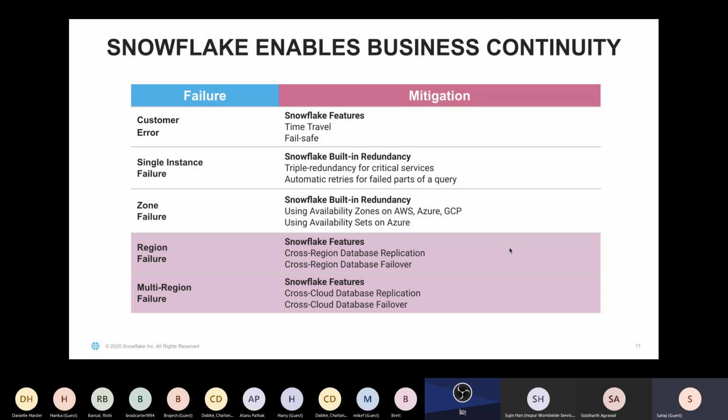And then finally, region and multi-region failures, which are the extreme case, but really important for some of the top enterprises. This is where we offer cross-region and cross-cloud database replication and failover. So you can replicate petabytes of data across AWS, let's say you're in US West, you can replicate it to AWS US East, or you can also replicate it to a different cloud altogether, so GCP or Azure.